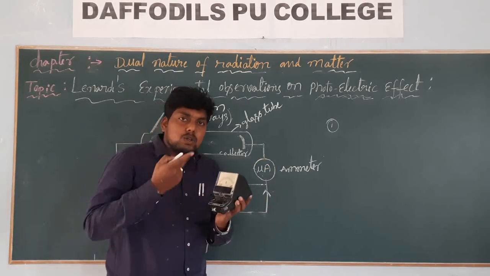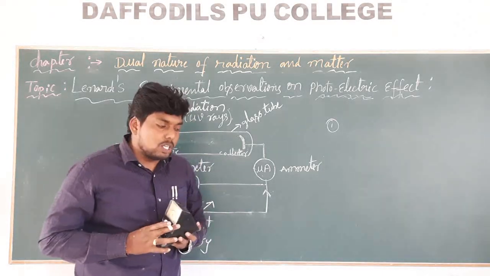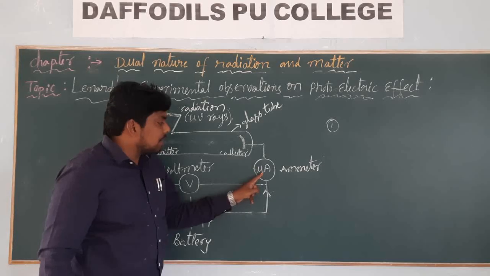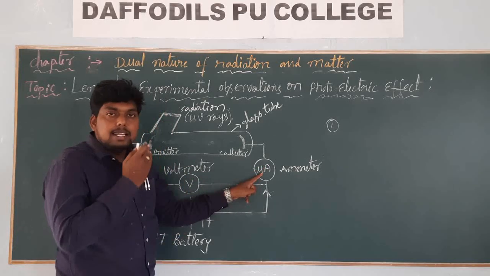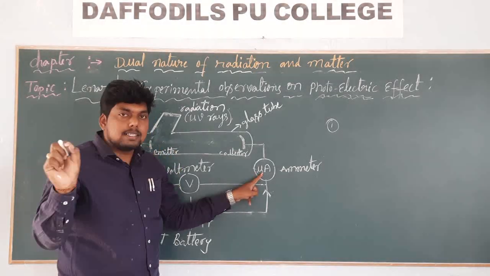If the ammeter shows the 0 reading, what did I say? The current in the circuit is 0. He has observed that the deflection in the needle is at 0 only. What does it mean? There is no current in the circuit.